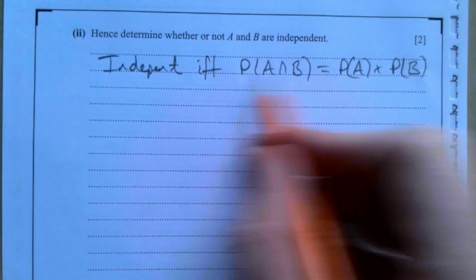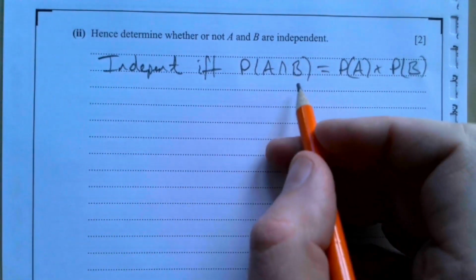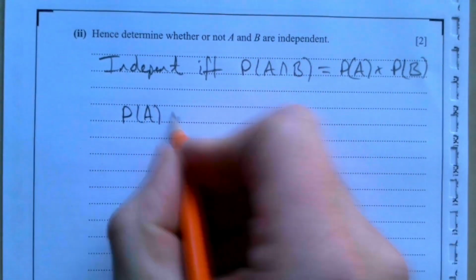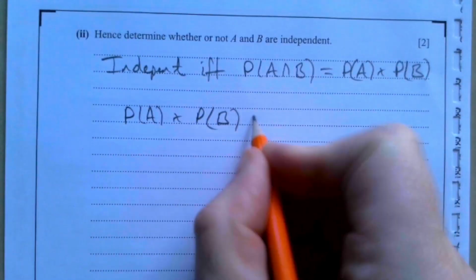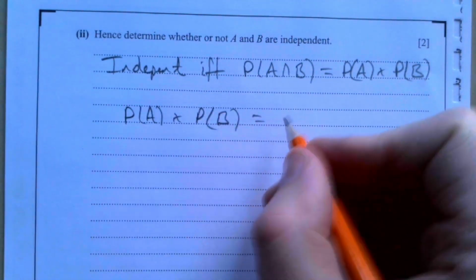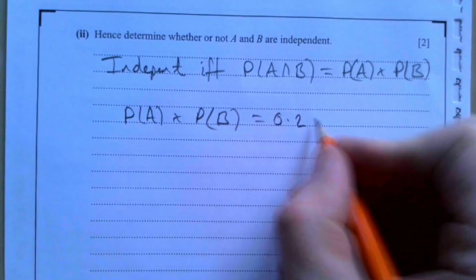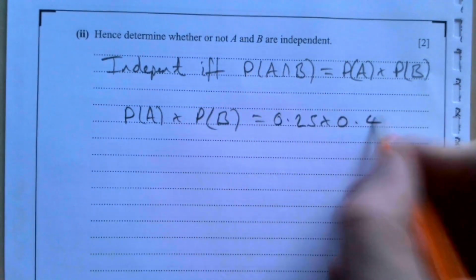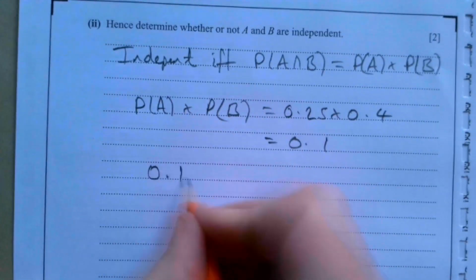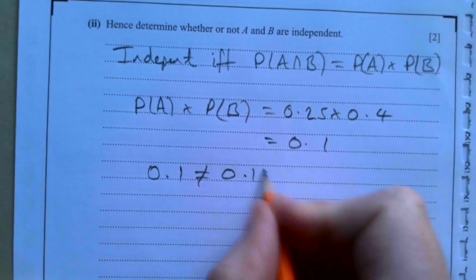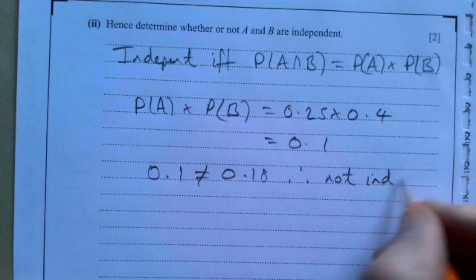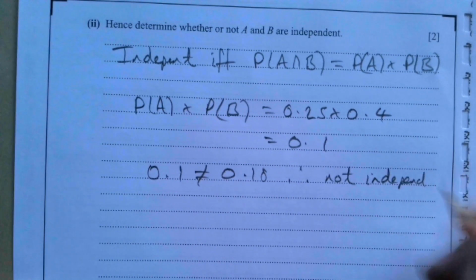So that's going to be 0.18. I think it told us there in the thing. So we have the probability of A times the probability of B. So the probability of A was 0.25 times 0.4, and that gives us 0.1. 0.1 is not the same as 0.18, therefore not independent.